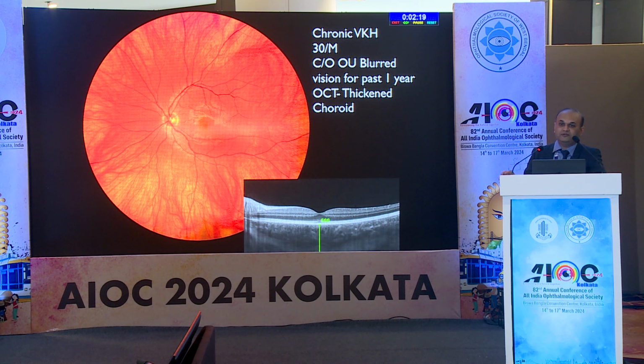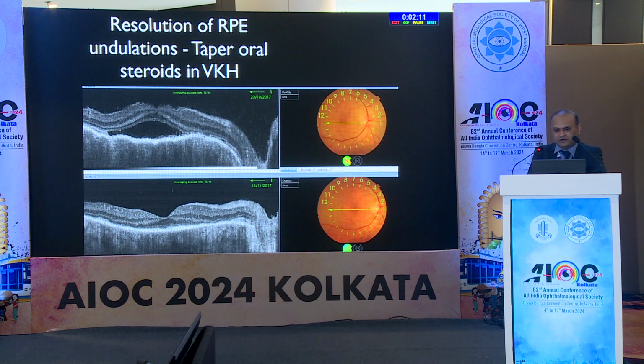And along with that, if new granulomas are appearing, then it's a clue to the fact that we need to step up our immunosuppression. So again, imaging comes to our rescue in assessing our response to treatment. So we were discussing VKH earlier, and resolution of RPE undulations is one of the first signs in assessing the treatment response to VKH.